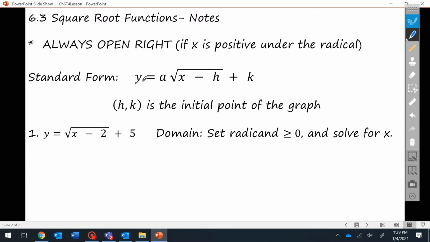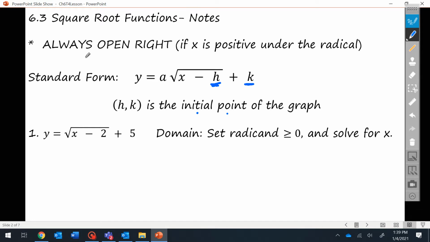The standard form is y equals a times the square root of x minus h, plus k, where the h and k are the initial points, which would kind of be like a vertex a little bit, but it's the initial point, it's where it starts. That's because those are the horizontal and vertical shifts. The h is the horizontal shift, the k is the vertical shift, and since we're shifting the point (0, 0), which is the starting point on the parent function, whatever the shift is just becomes the new starting point. So (h, k) is your initial point.